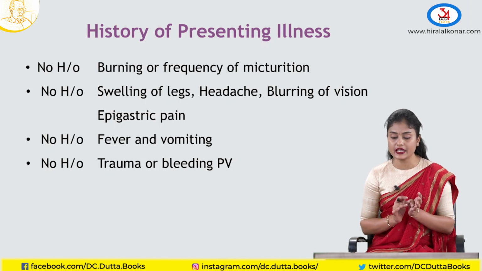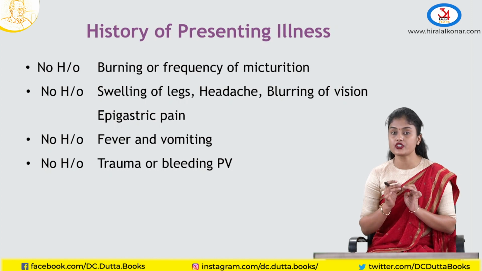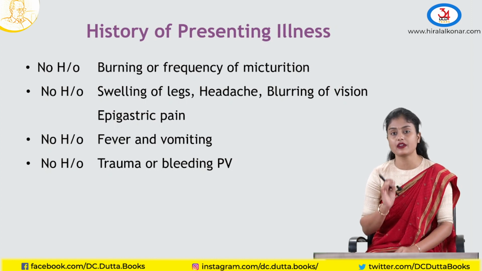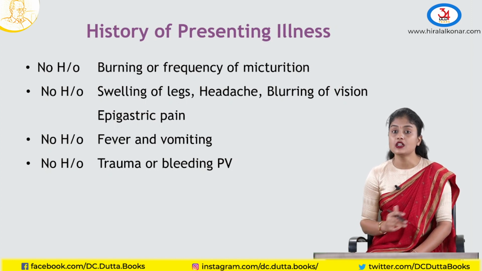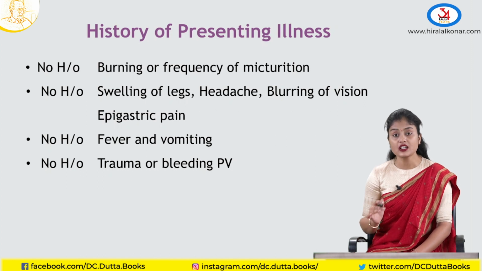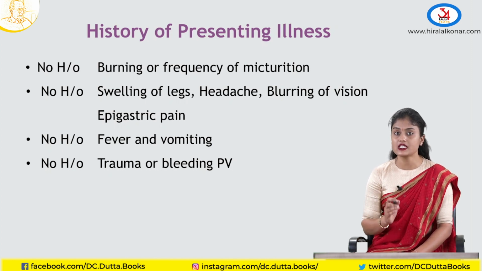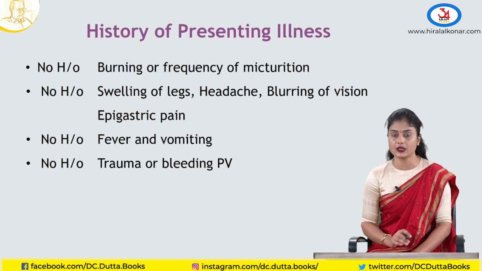No history of swelling in the legs, headache, blurring of vision or epigastric pain and vomiting were asked to rule out hypertensive disorders and associated abruption causing pain abdomen. No history of fever and vomiting, to rule out acute GI causes of pain abdomen, and no history of trauma or bleeding per vagina was asked to rule out these as causes for pain abdomen.